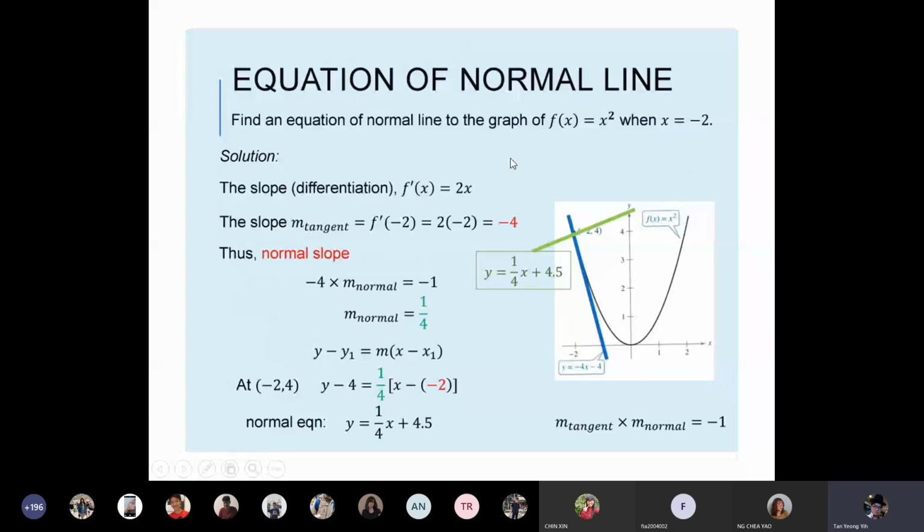Okay, let's continue. Now, equation of a normal line. What is a normal line? This green line is the normal line. The normal line is the line that forms a 90-degree angle. A line that forms 90 degrees to the tangent is called the normal. So this green line is called the normal line.